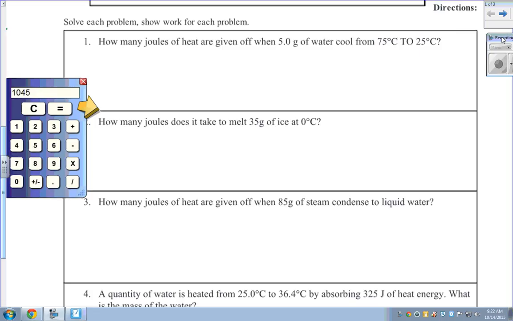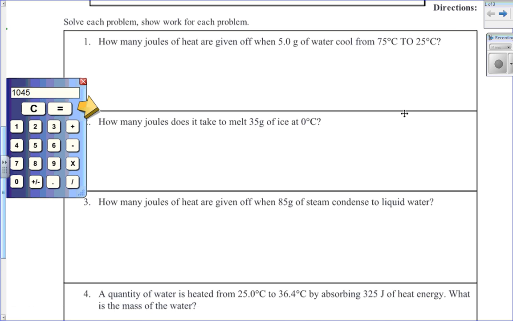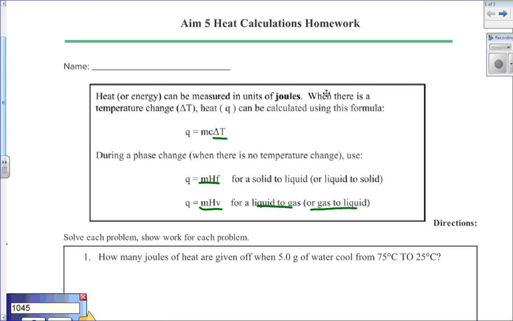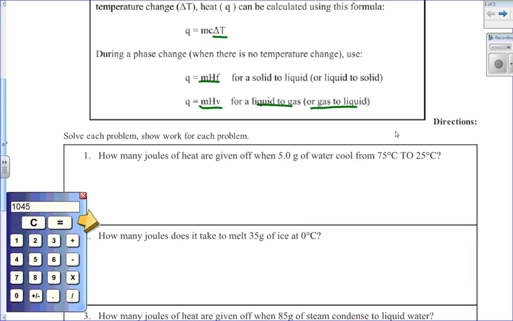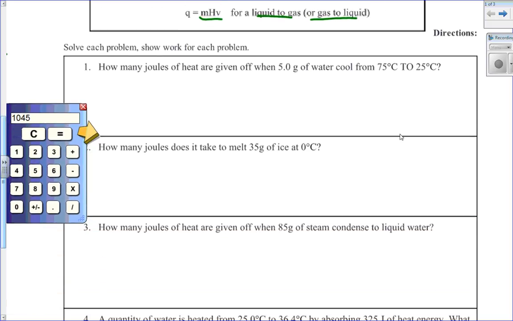Okay, Mr. Miller here going through the Unit 4, AIM 5 homework, which is on heat calculations. At top, you'll see the 3 formulas we use, so we'll just jump into the problems here. How many joules of heat are given off when 5 grams of water cool from 75 to 25 degrees Celsius?